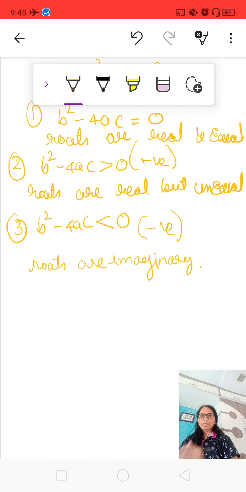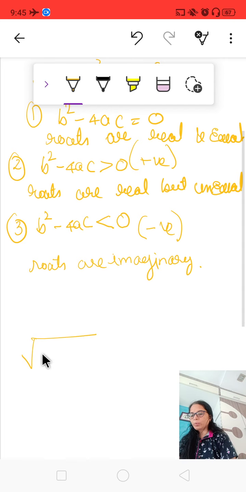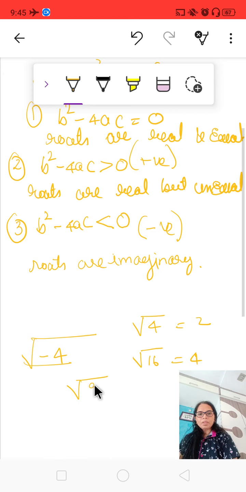अभी हम लोग आगे बढ़ेंगे इस चैप्टर से कि अगर हमें b स्क्वायर माइनस 4ac लेस देन 0 आ रहा है तो यानी कि नेगेटिव वैल्यू है, तो नेगेटिव वैल्यू का हम लोग स्क्वायर रूट निकाल नहीं सकते हैं. That's why we say imaginary, because we can't take out the square root of a negative. Suppose we get -4, how will we take the square root of this? It is very easy to take the square root of 4 is 2, square root of 16 is 4, square root of 9 is 3.